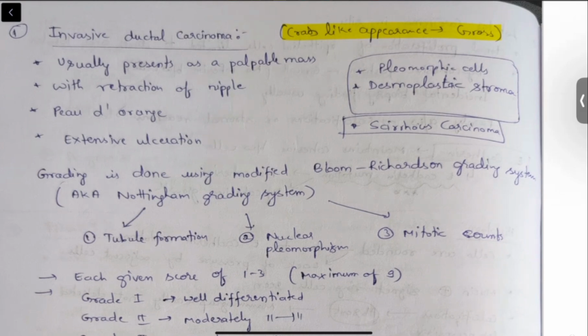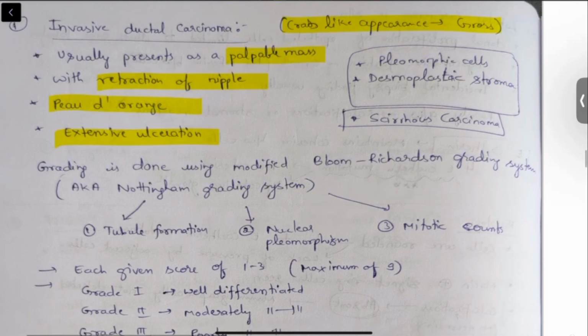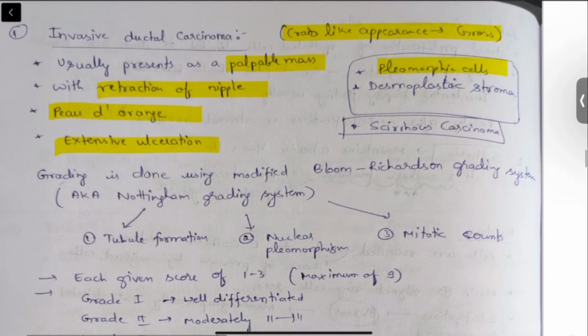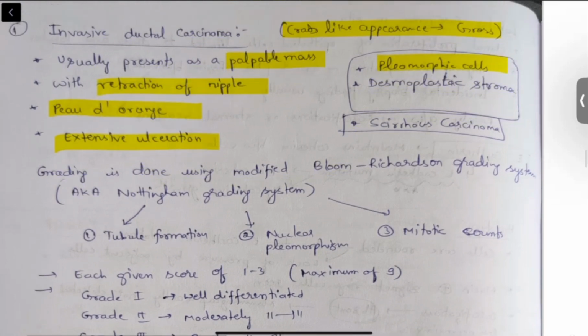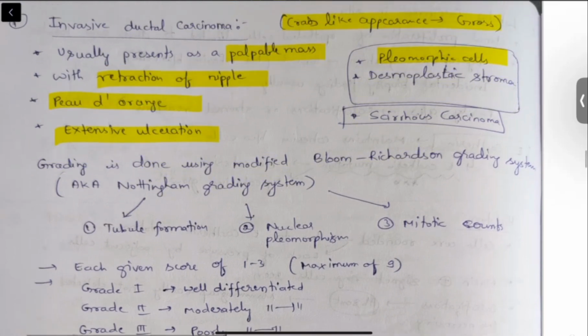So what will be the clinical features? Usually it presents as a palpable mass, and it can go on developing, and there will be other clinical features like retraction of the nipple or peau d'orange appearance, and extensive ulceration can be seen. On microscopy there will be pleomorphic cells, meaning there are various types of cells in various stages, not just a single type of cell. Based on these features we can identify it as invasive ductal carcinoma, by gross and by microscopy.